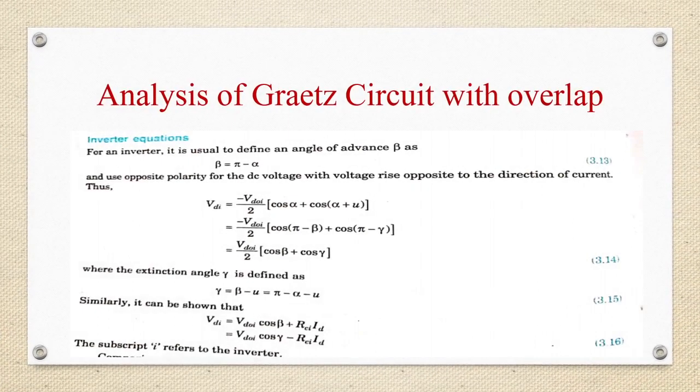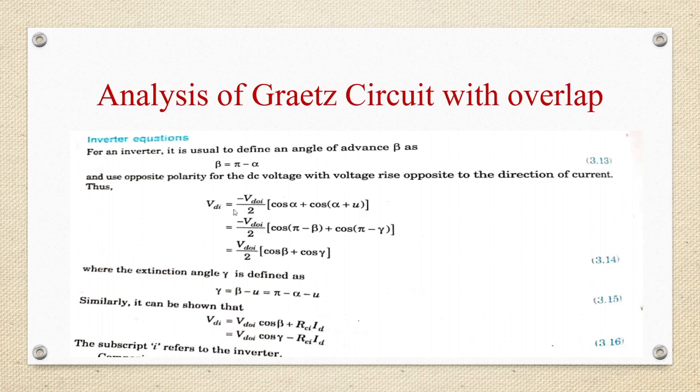Let us see inverter equations. For an inverter, it is usual to define an angle of advance beta as beta is equal to pi minus alpha. It is the angle of advance beta. And use opposite polarity for the DC voltage with voltage rise opposite to the direction of current.